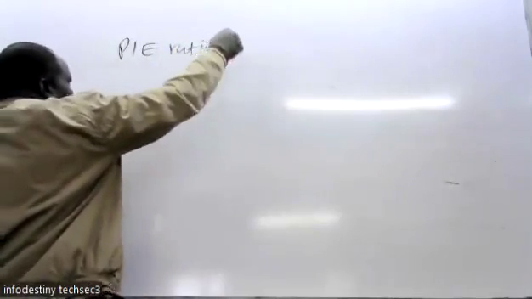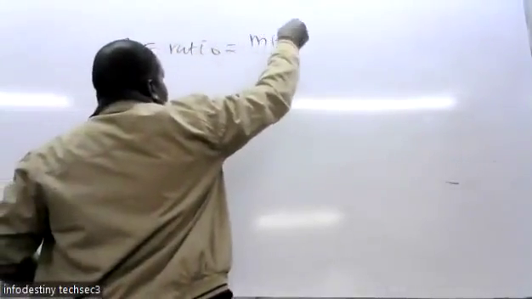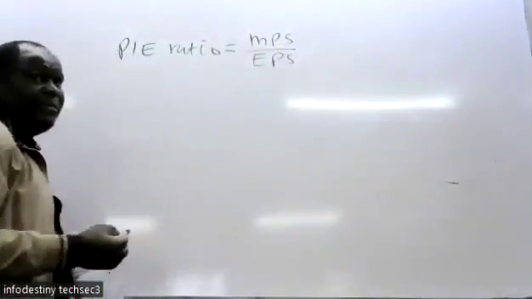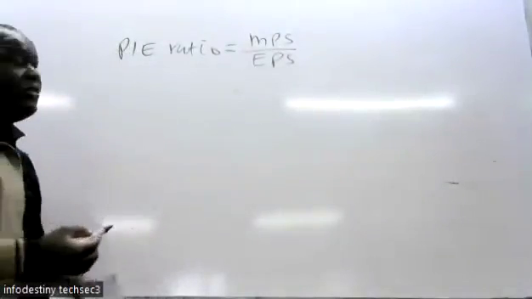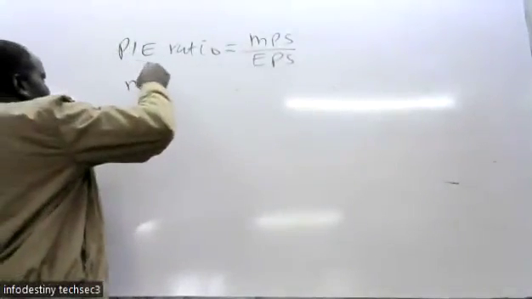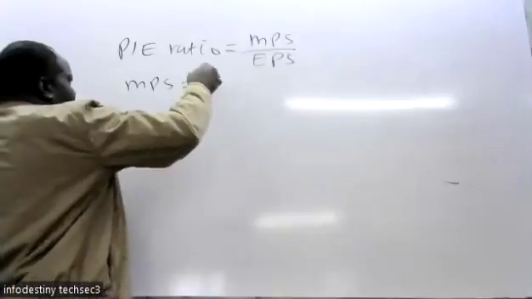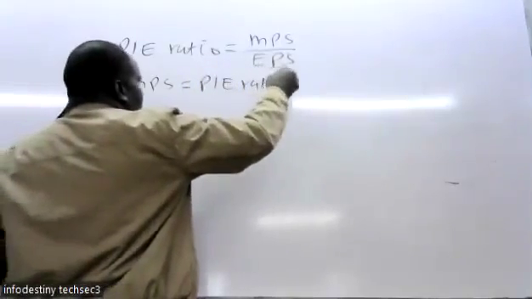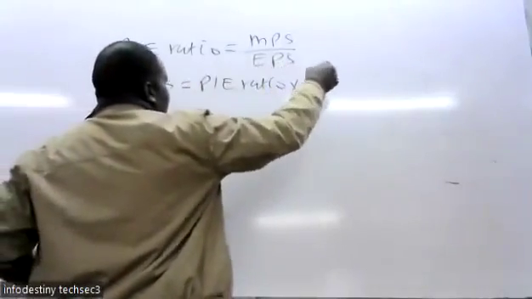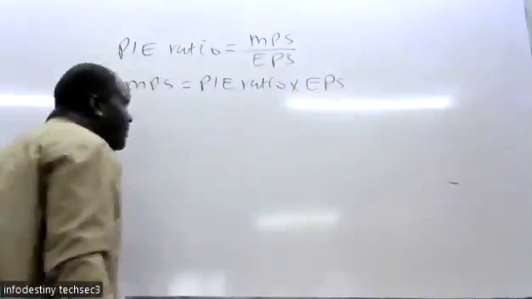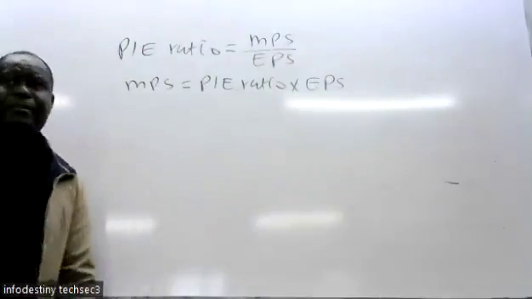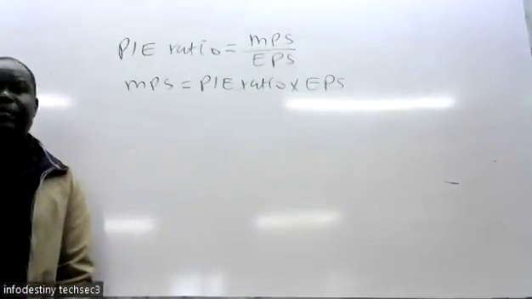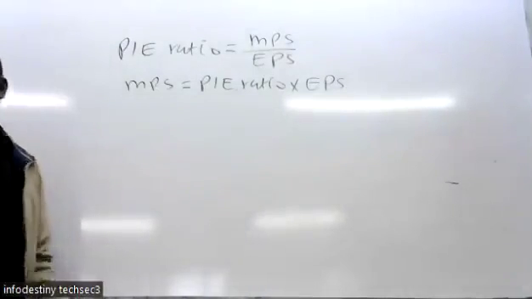The price earning ratio is normally market price per share divided by the earnings per share. So we make market price per share the subject. It will be given by the price earning ratio multiplied by the earnings per share.